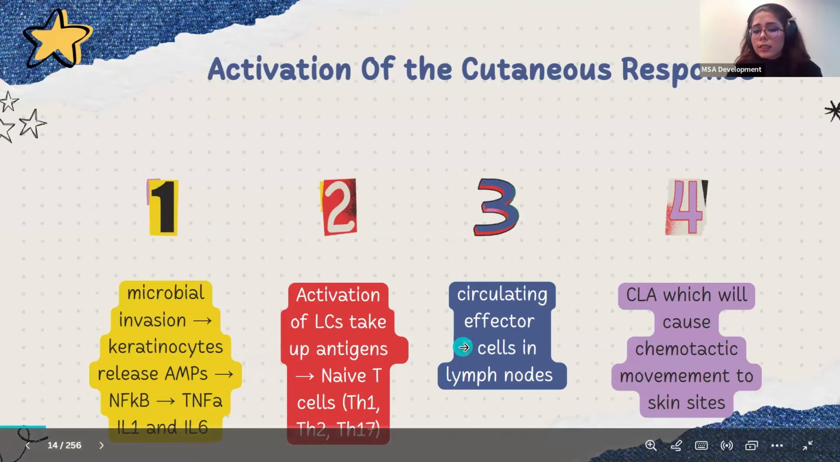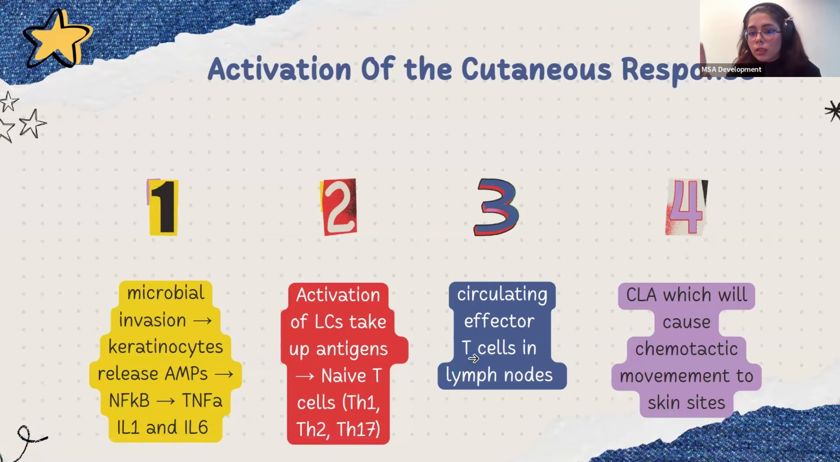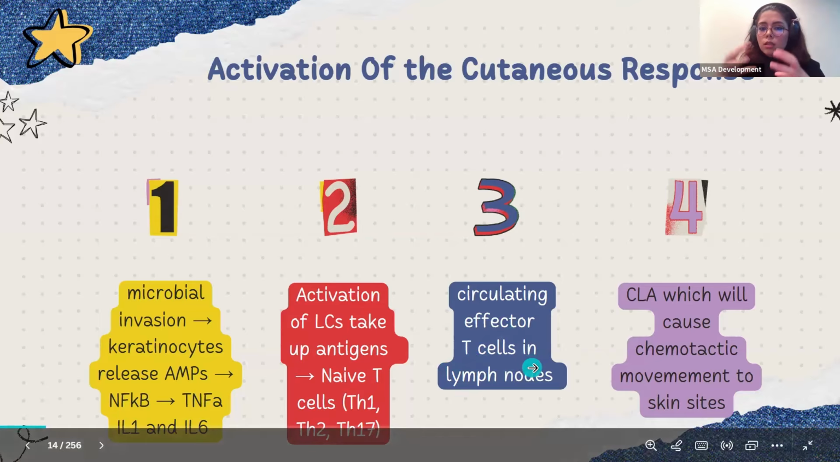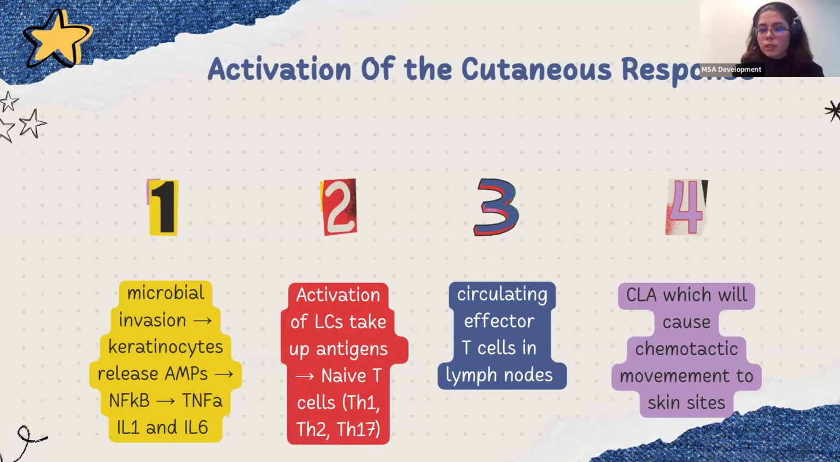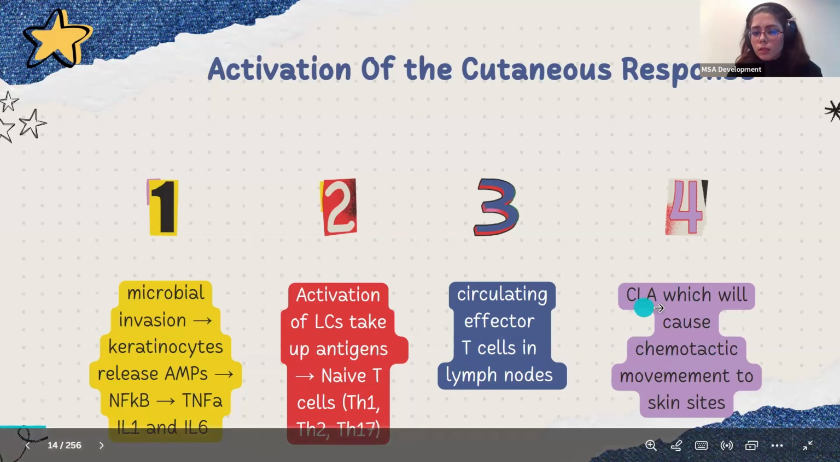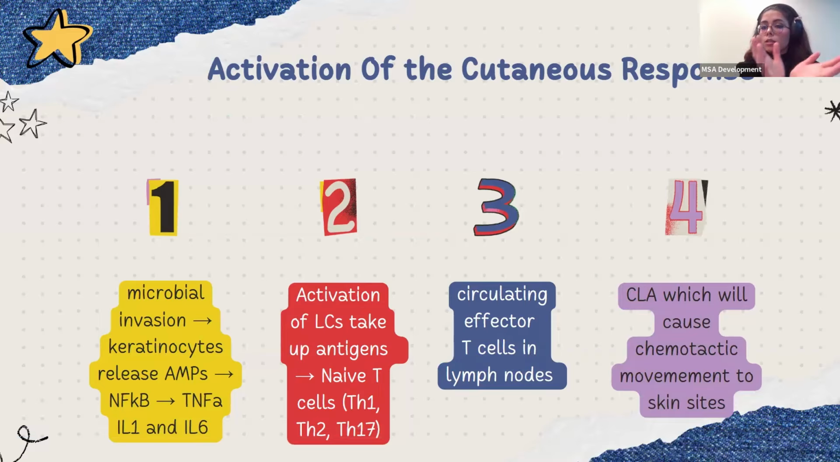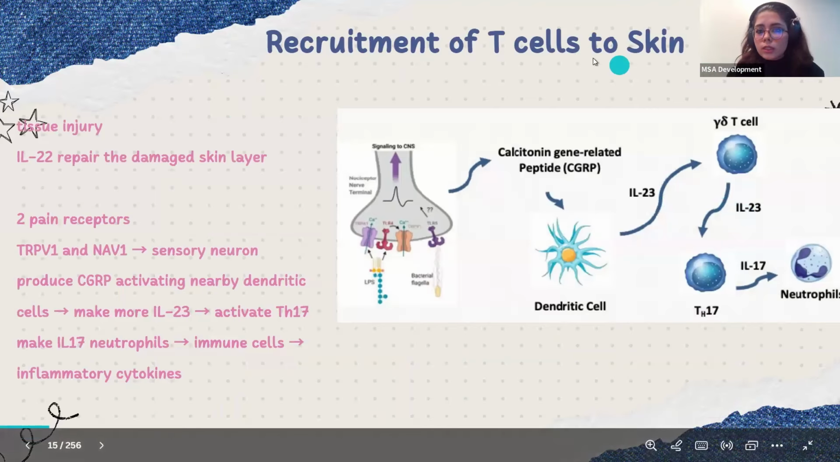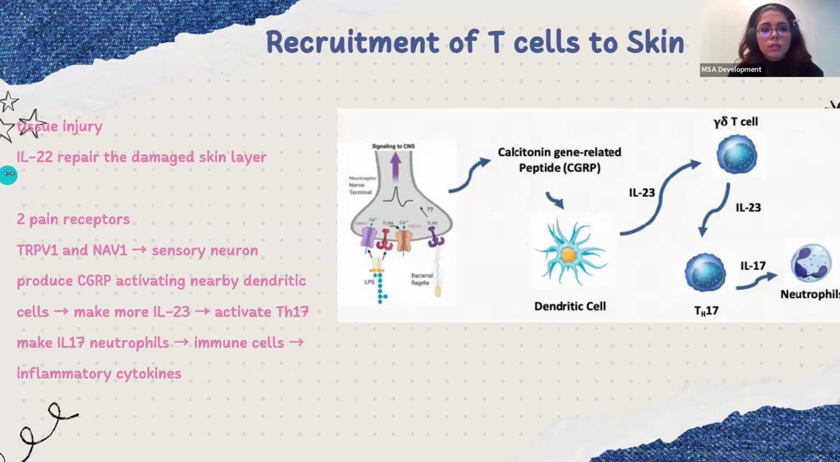Then you have circulating effector T cells. They go to the T cells in the lymph nodes. The T cells start to mature. They're like, okay, this is a threat, I need to prepare. There will be a chemotactic movement to skin sites, so more cells are brought into wherever the infection is to prevent it. This is the recruitment of T cells to skin. There's tissue injury, and interleukin 22 repairs the damaged skin layer.